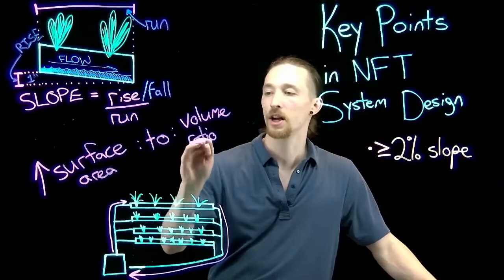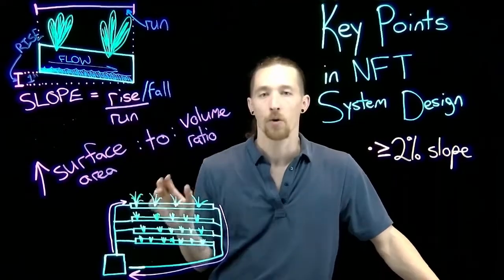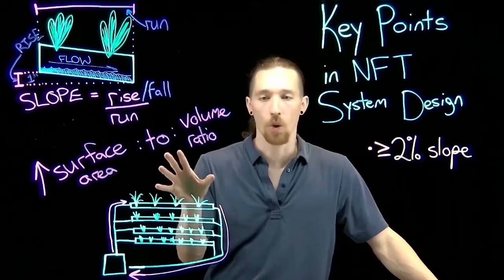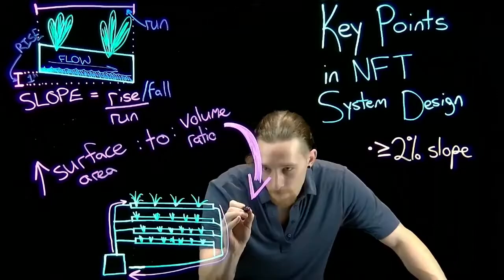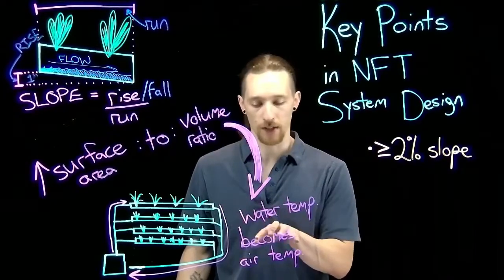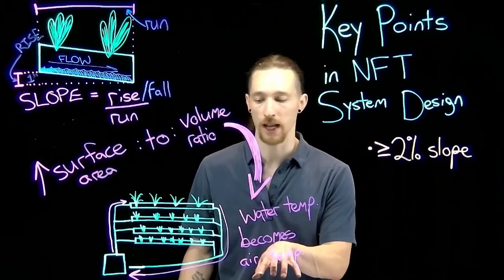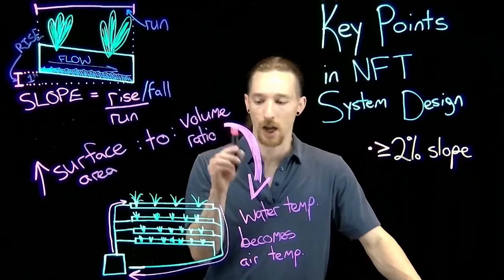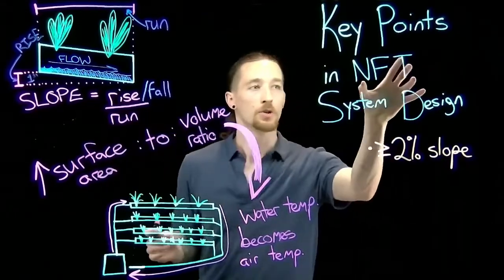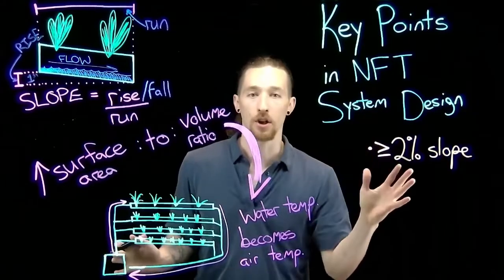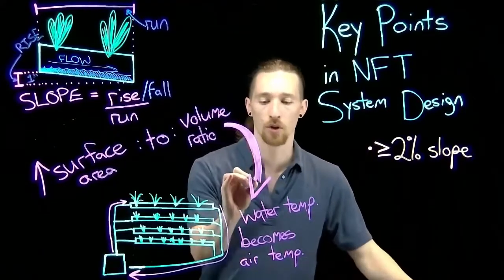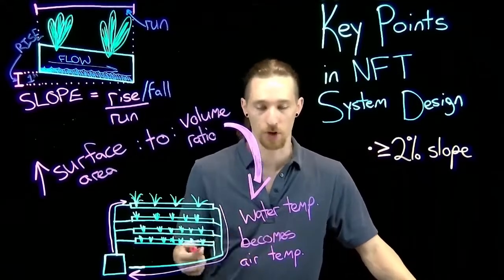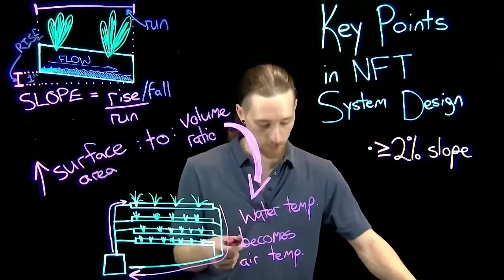They have a large surface area with a low water volume running through it, which means the air temperature is going to quickly, rapidly affect the water temperature. So in short order, whatever your water temperature starts out as, it quickly becomes the same temperature as the air. This can be good, it can be bad, but it's a facet of nutrient film technique system design that you need to know about so that you can adjust for, control, predict, and plan for this effect, air temperature becoming water temperature.